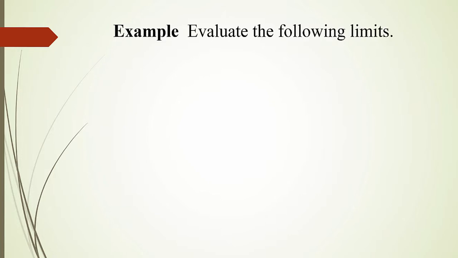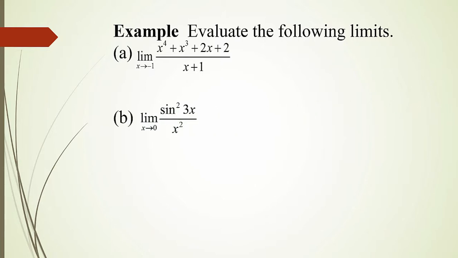Now that we've seen the rule, I suppose we should try an example. Let's evaluate the following limits. In part A, the limit as x approaches -1 of x to the fourth plus x cubed plus 2x plus 2, all over x plus 1. And in part B, the limit as x goes to 0 of sine squared 3x over x squared.